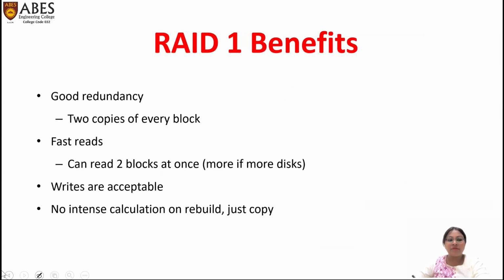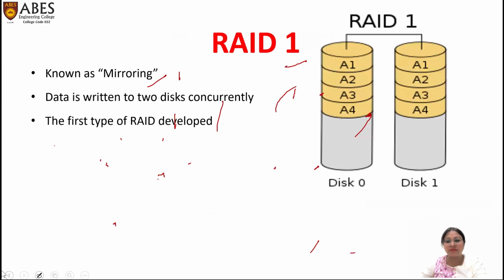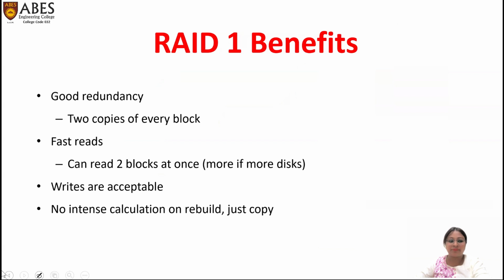Good redundancy, fast read, you can read two blocks at once. Writes are acceptable, and no intense calculation on rebuilding, just copy. You have to copy the data of A1 of disk 0 to disk 1, A2 of disk 0 to disk 1. Like in the previous slide, you can see that A1 is copied to A1 of disk 1, A2 of disk 0 is copied to A2 of disk 1, and so on.